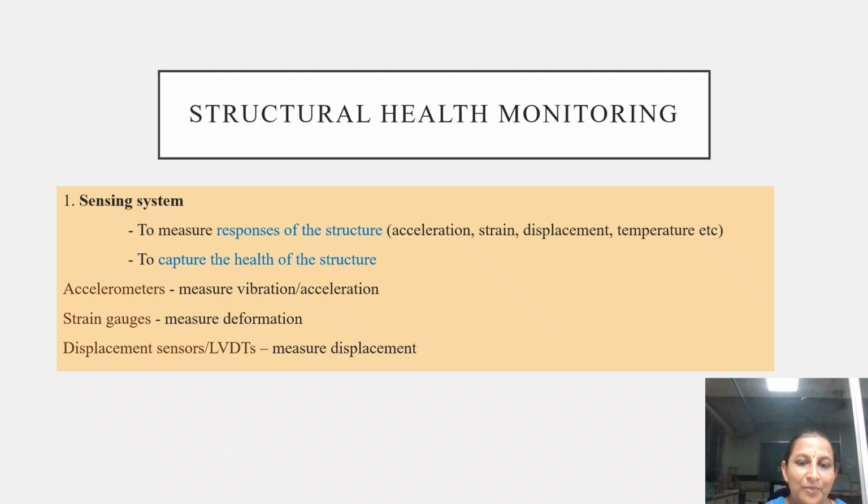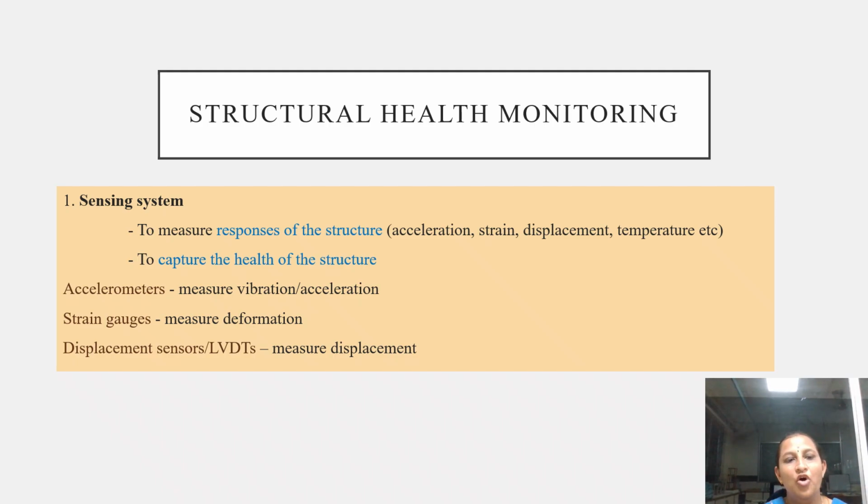Whenever a lateral load is applied to the structure, acceleration can be measured, and that acceleration data will be helpful to study the behavior of the structure under lateral load. We also need to collect other environmental data like temperature and humidity, which is essential to assess the health condition of the structure. After finding the responses of the structure to the loading, we will be able to capture the health condition of the structure. Mainly accelerometers are used to measure vibration or acceleration, strain gauges are used to measure the deformation, and displacement can be measured through LVDTs.